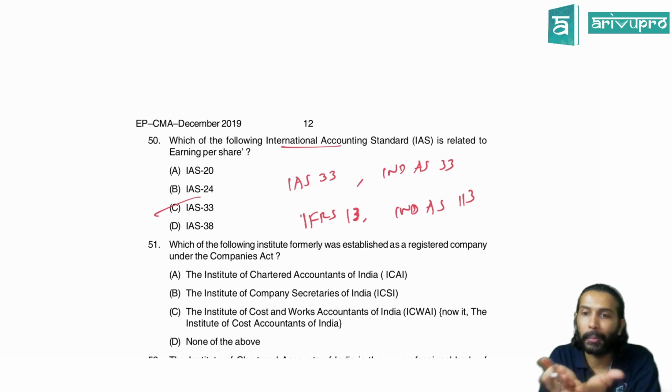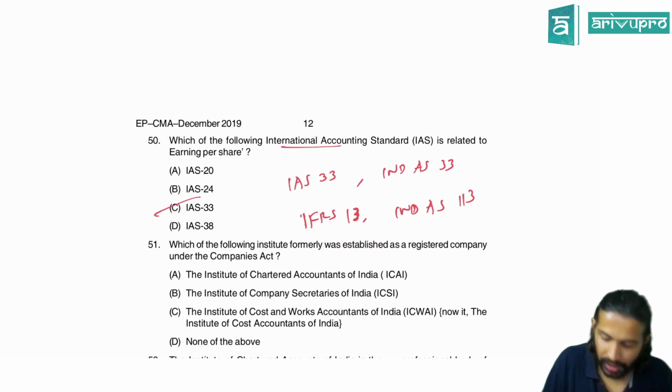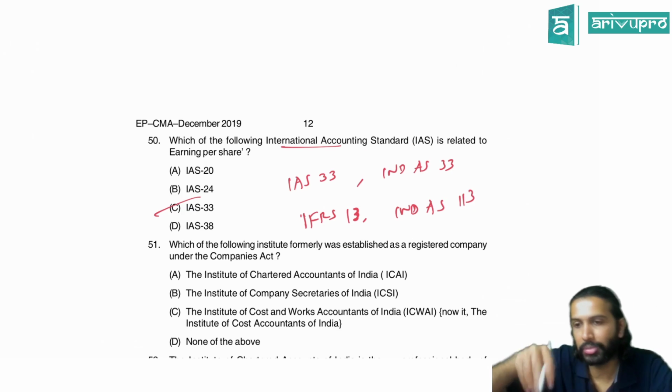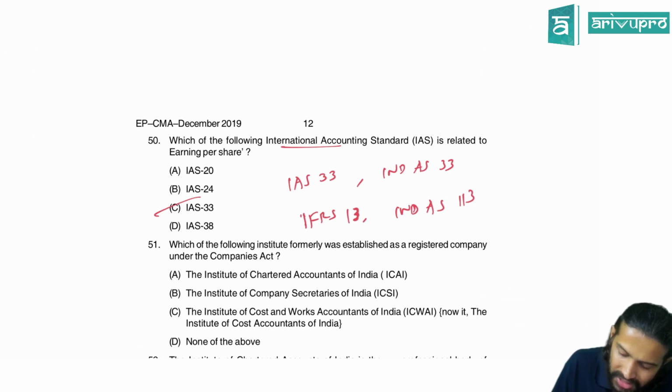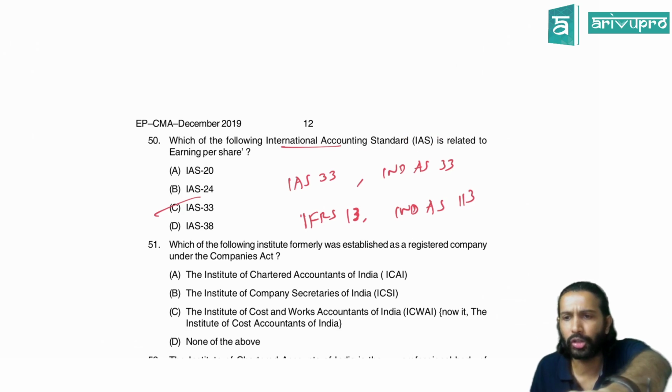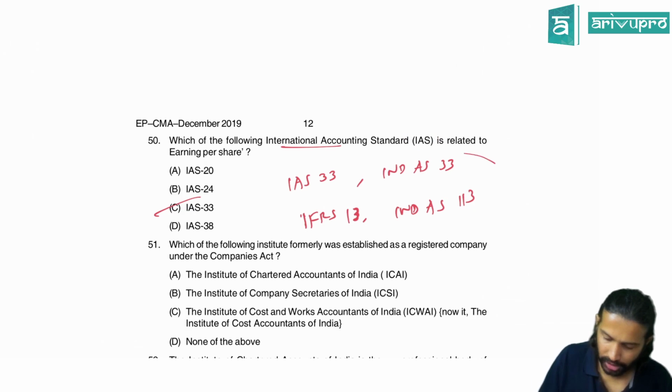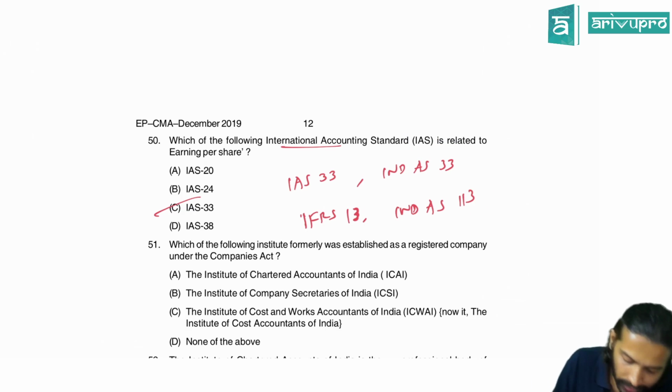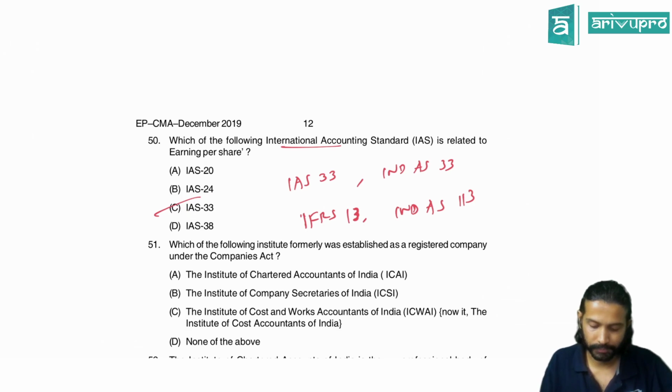IAS and IND AS numbers match. IFRS and IND AS numbers are 100 more. 13 becomes 113. 14 becomes 114, like that. So here they've asked IAS. Maybe in your attempt they can also give IND AS, possible. That's the reason I thought I'll mention this. So IND AS option is C.